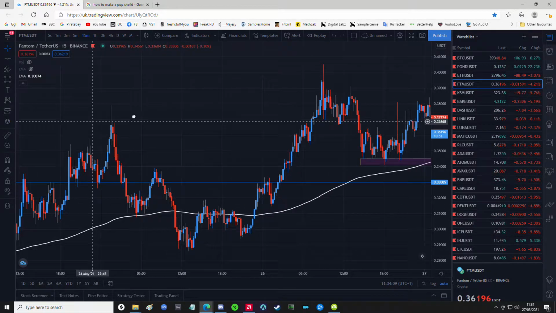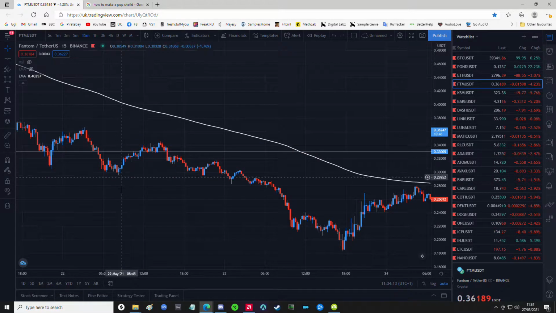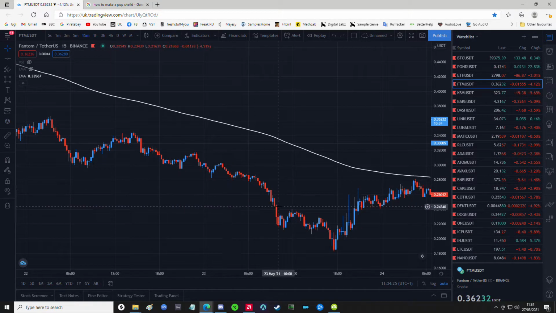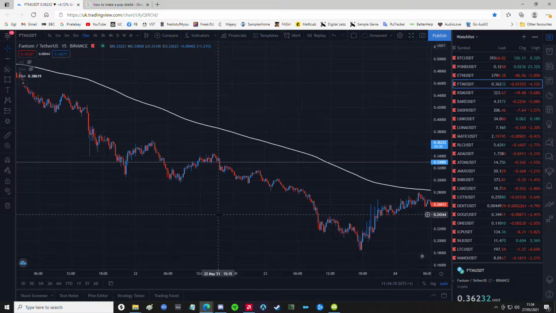I'll just find one. So whereas before price was above this 200 moving average and it was going up, which is a buy signal, here price is below the 200 moving average, and it is in a downtrend, which indicates a sell. So how do I use this in conjunction with the MACD?